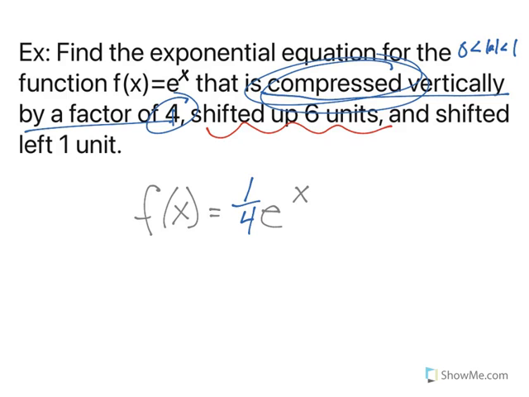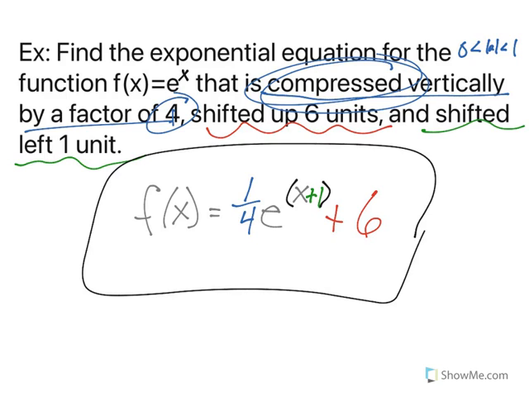Shifted up 6. Well, that's on the outside here. And shifted left 1. Well, that horizontal goes in my exponent. So f of x equals 1/4 e to the x plus 1, plus 6. And that is it. If you prefer, you can always put your exponent in parentheses if that helps you see it. But that is our final answer.